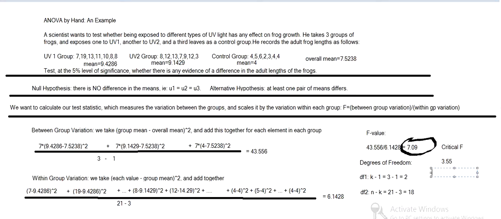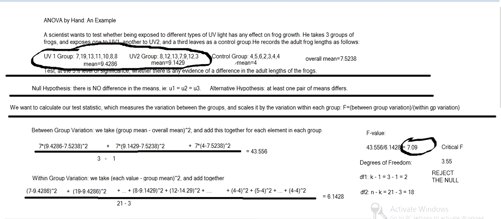So we reject the null, and we can conclude there is a difference between the groups. It looks like the first two groups are bigger than the third group, but there is a difference, we conclude.